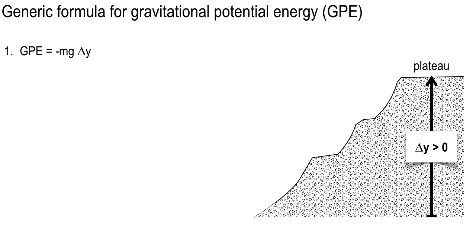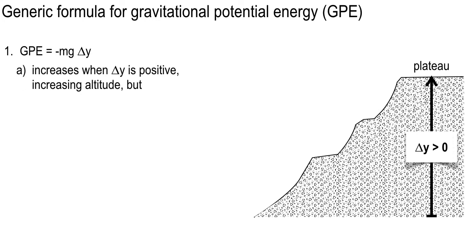Now, if you were doing gravitational potential energy way out towards the moon or something like that, then you'd have to use a lot of calculus too. But for us guys, this is going to be sufficient. Now, what this means is that it increases when delta y is positive.